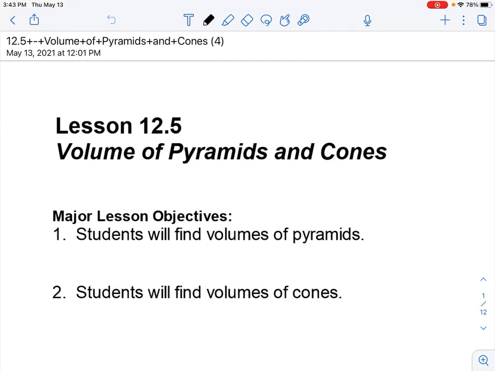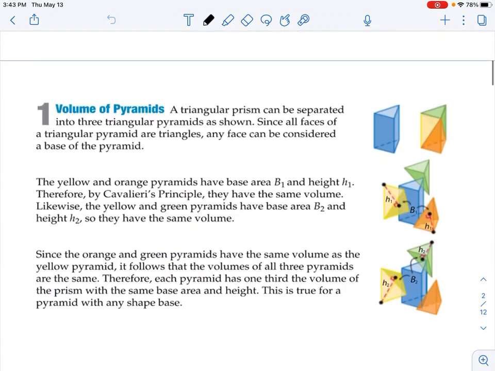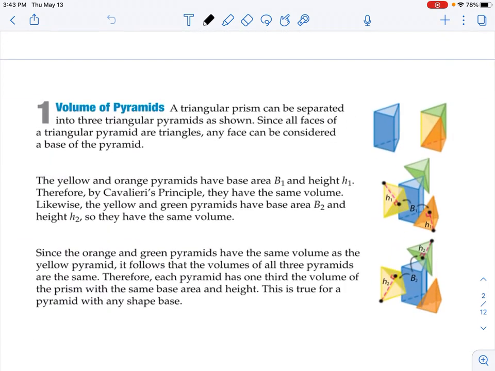Hello, today we are covering lesson 12.5. It's about volume of pyramids and cones. So this is how we derive our equation to find our volume of our pyramids.